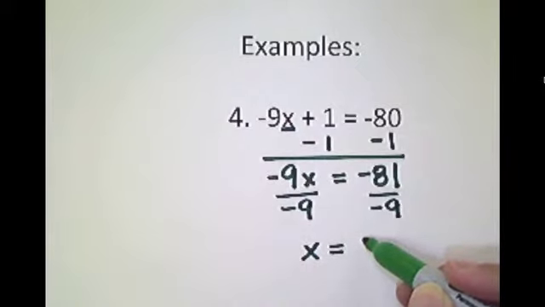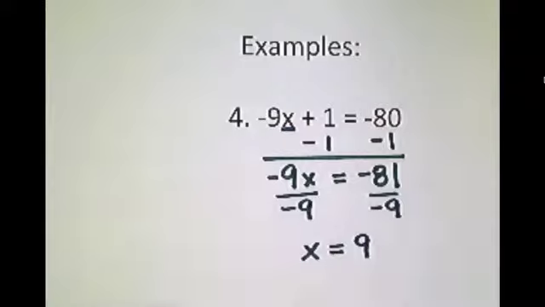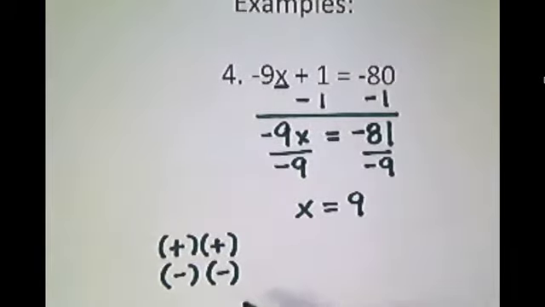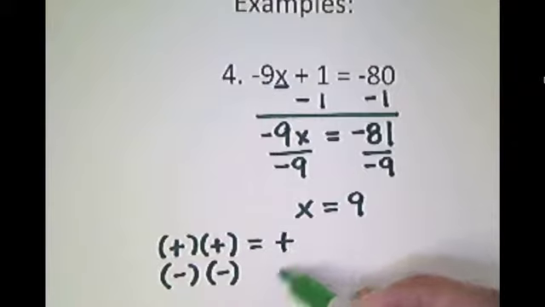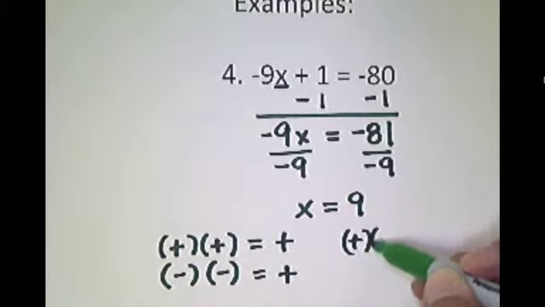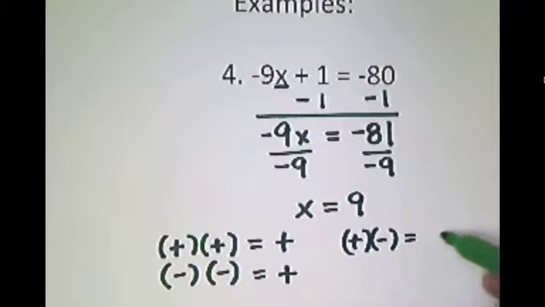-81 divided by -9 is a +9. Just as a little reminder, when you are taking two numbers and multiplying them together, if they have the same sign, that means you have two positives or two negatives, your answer is going to be positive. If you have a positive and a negative, they've got opposite signs, then your answer is going to be negative.